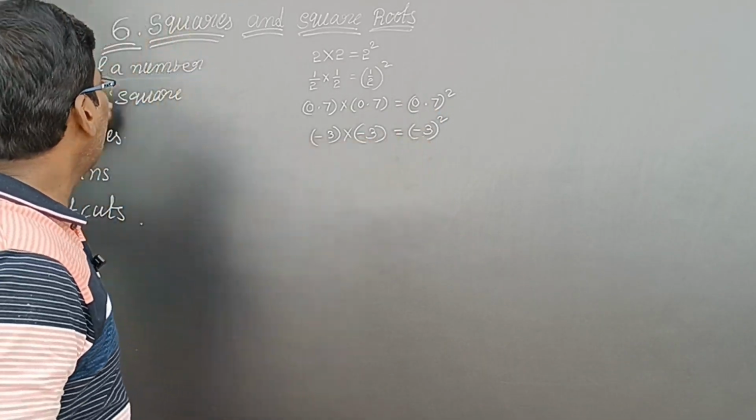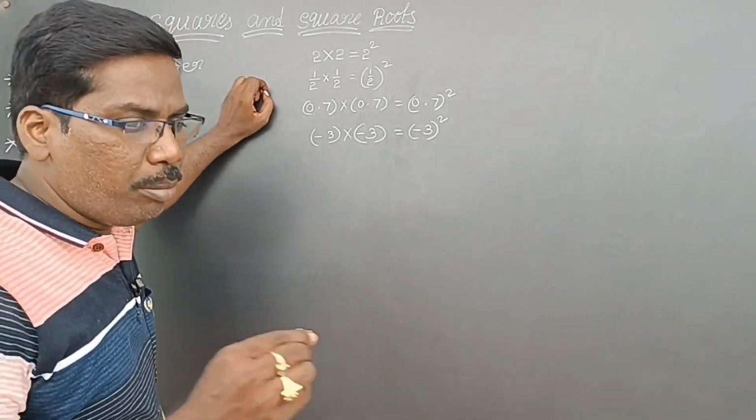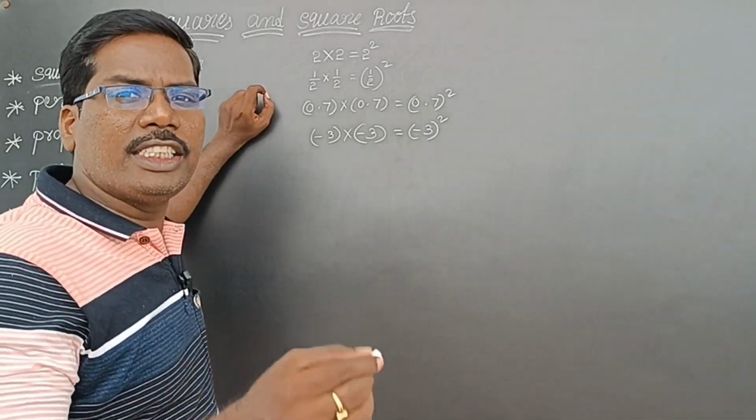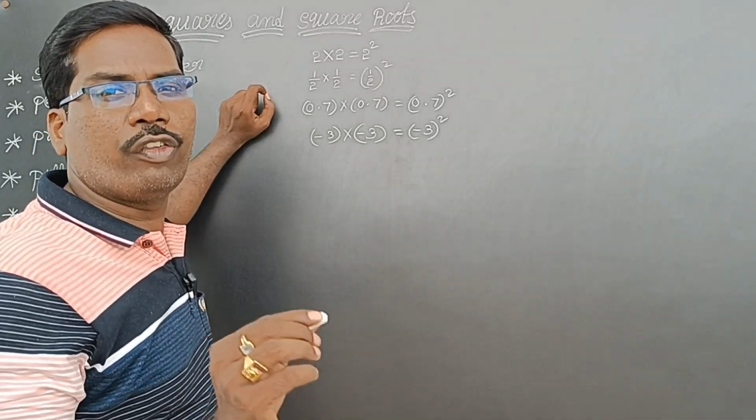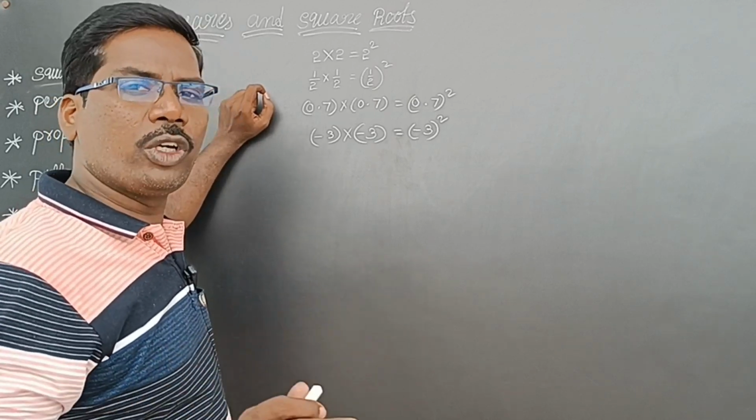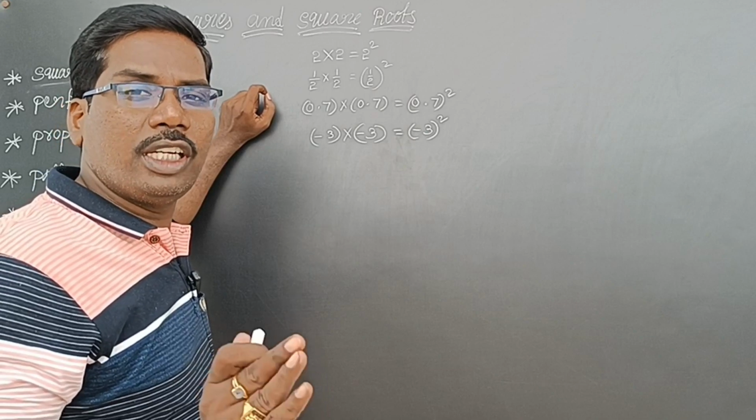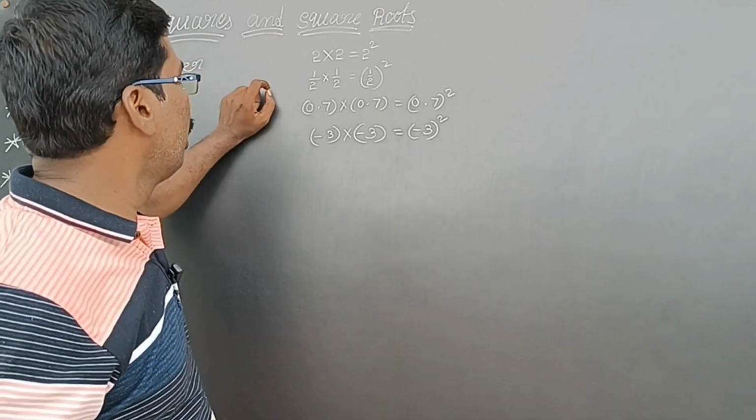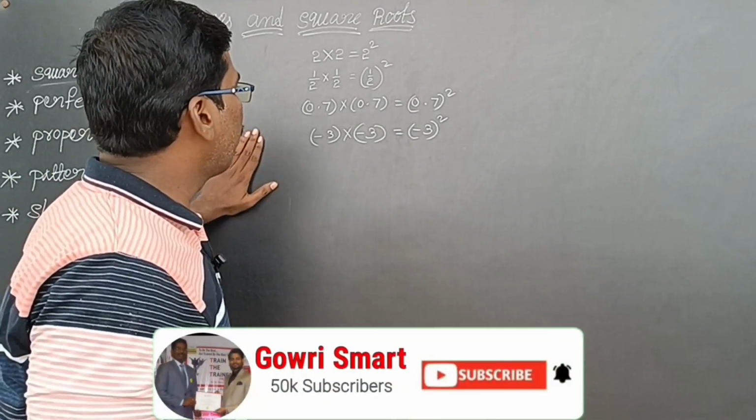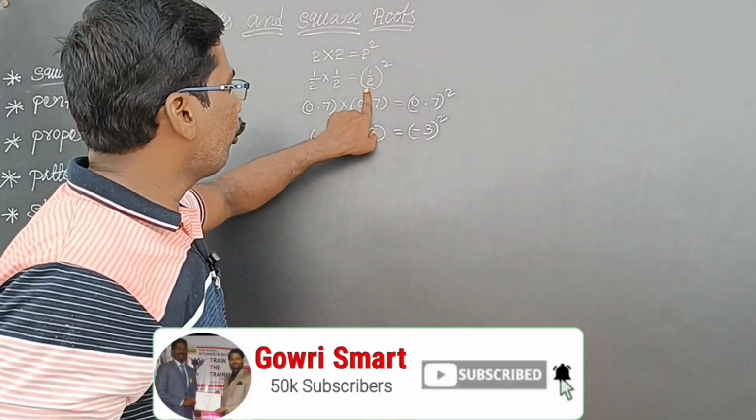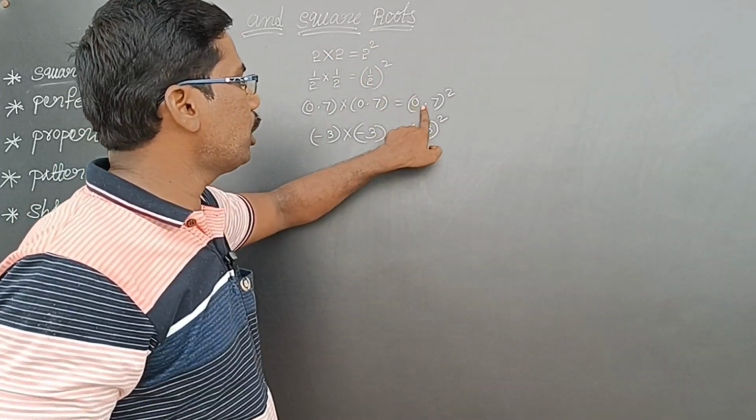What are we saying? The square of a number is a number multiplied by itself. Any number you take, multiplied with itself, is called the square of a number. These are all squares of numbers: this is the square of 2, this is the square of 1 by 2, this is the square of 0.7, this is the square of minus 3.